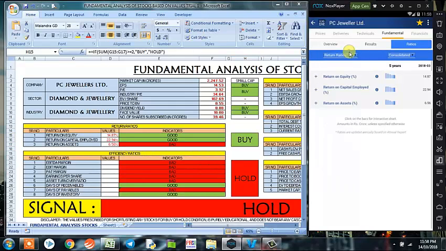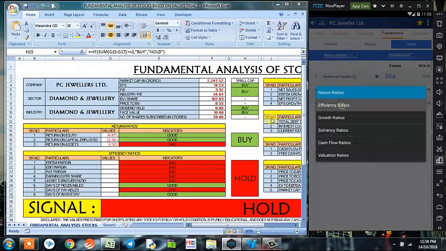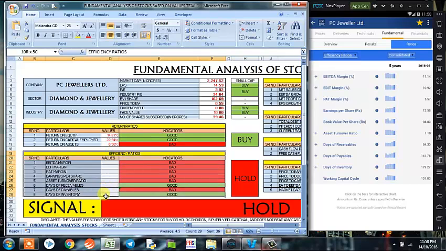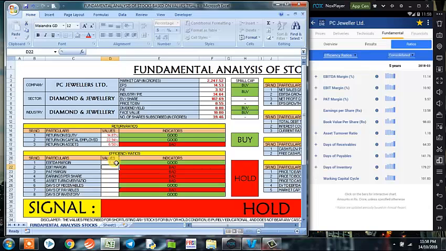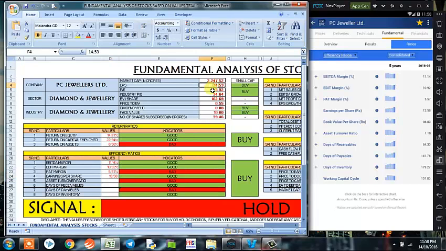Now coming on to efficiency ratio, the first parameter is EBITDA margin, which is 11.14. EBIT margin is 10.92 and PAT margin is 5.57. EPS is 13.58. Now this EPS and the earlier EPS are different because this is the trailing EPS. One could say that this is the current EPS.